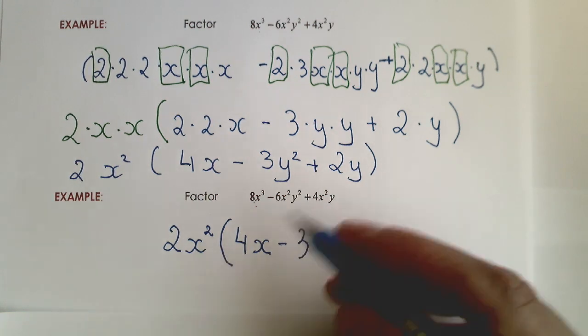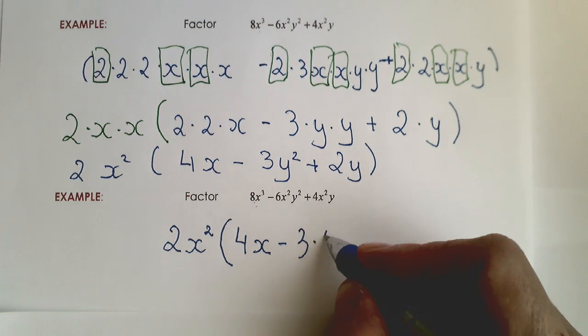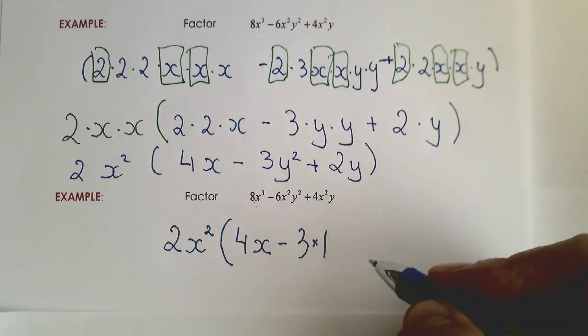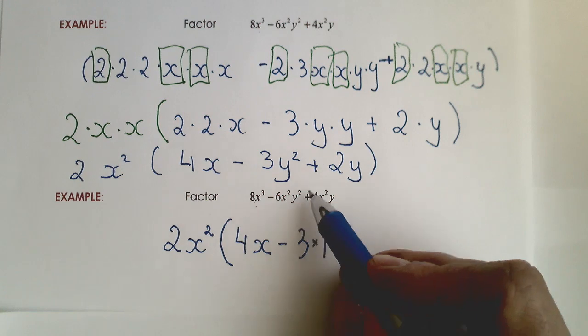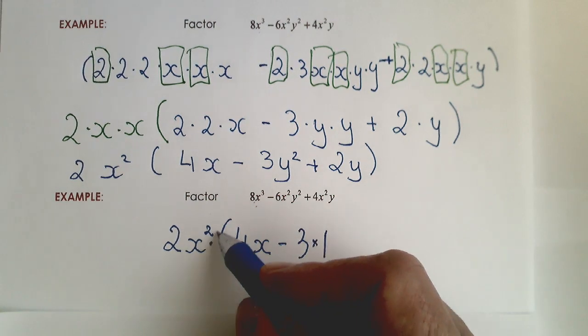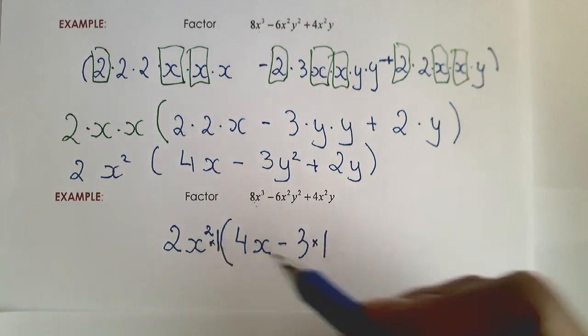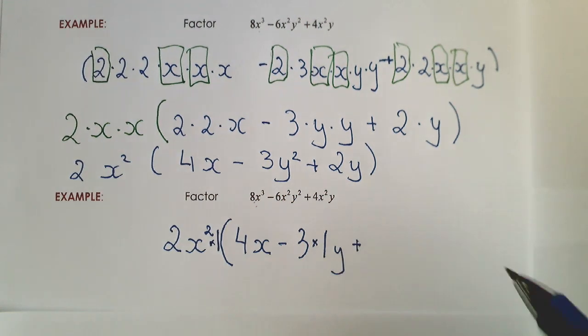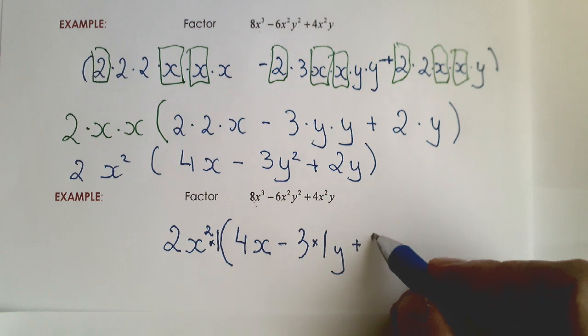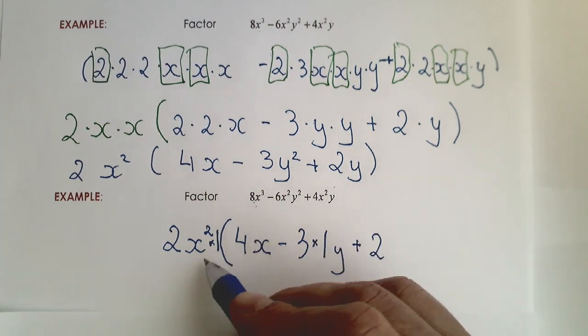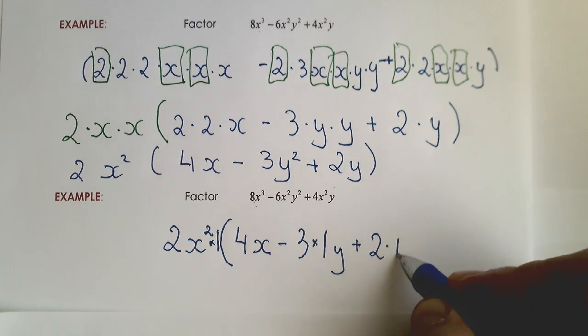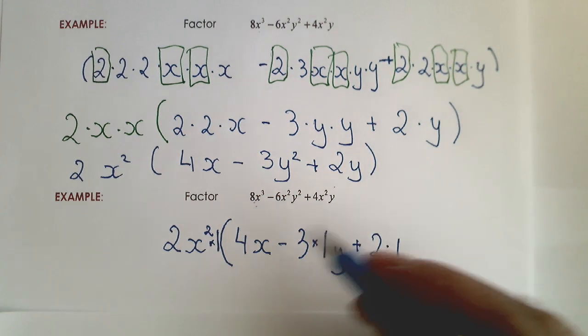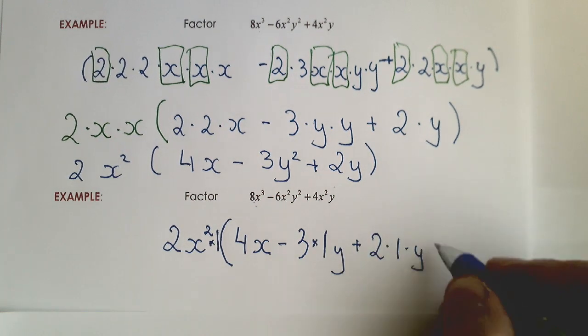X squared divided by x squared is 1. So we write times 1. And then y squared divided by, there is a 1 here too. So we'll say y plus 4 divided by 2 is 2. X squared divided by x squared is 1. And then y divided by 1 is y.